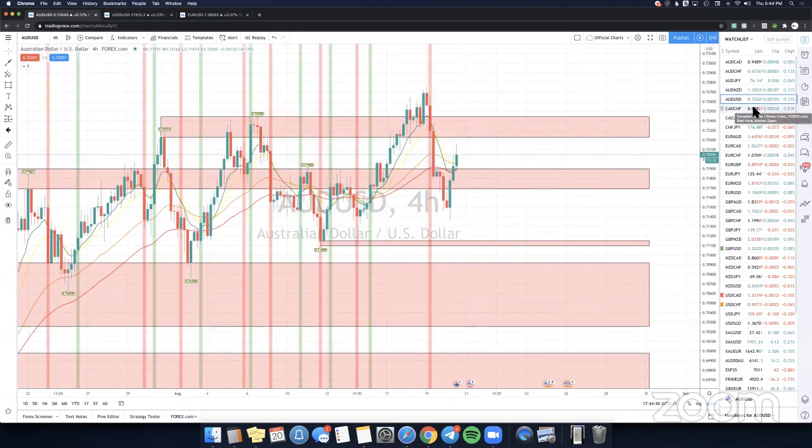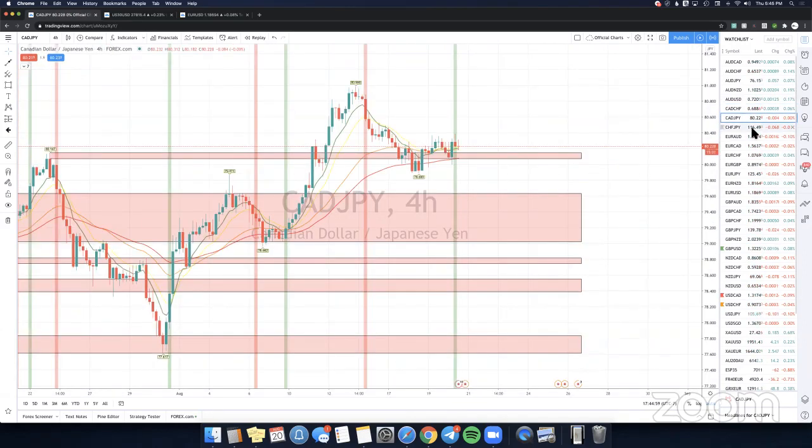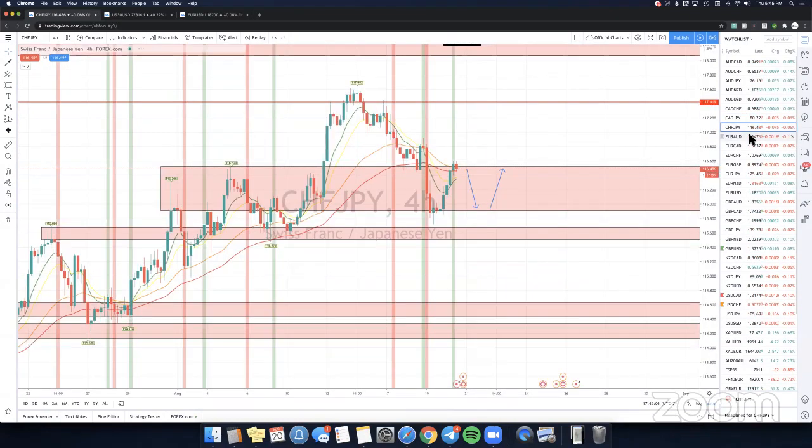No entry on AUD USD, nothing there. CAD CHF, this technically would be a sell entry, but like I mentioned, I like it when both of the strategies line up. So right here, if we were to take a sell, it'd go against the trend. And me personally, I don't like trading against the trend, so I wouldn't take this sell right here. No entry. No entry for CJ.